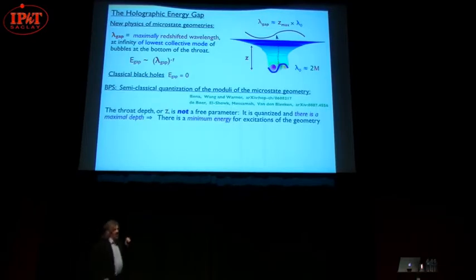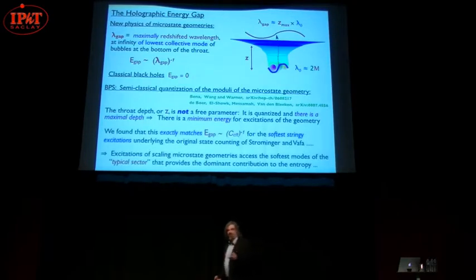What we realized in this game was that, in fact, Z, this thing, is a classically free parameter, but even the most basic semi-classical quantization of the system tells you that it's actually a discrete parameter, and there's a maximal depth, and there's a minimal energy. And in one of the remarkable triumphs of this game, we found that the gap energy was exactly what it should be. It's exactly the lowest energy gap with the corresponding conformal field theory. Moreover, it tells you that whatever this is doing, it's accessing the collective low energy states of the system, the lowest energy states, the softest modes in the system.